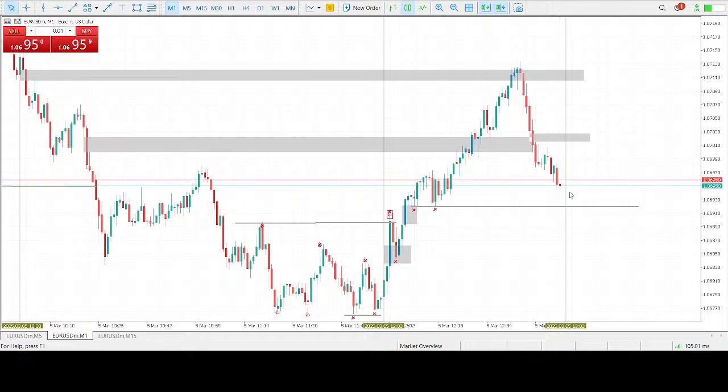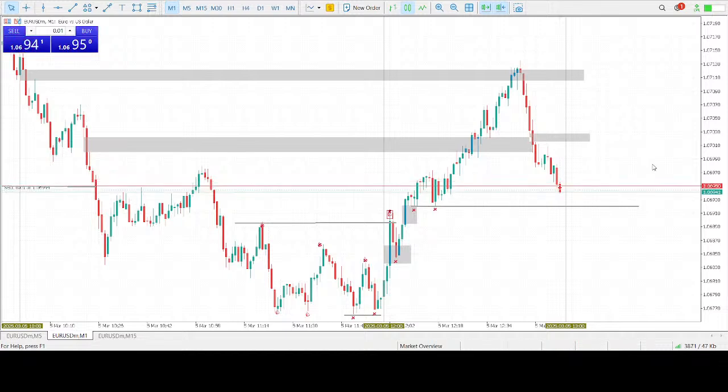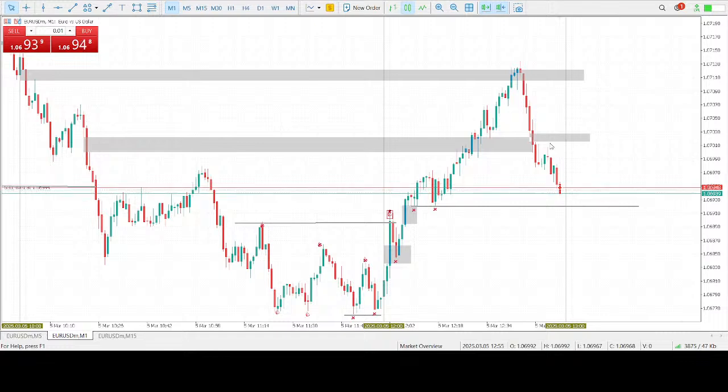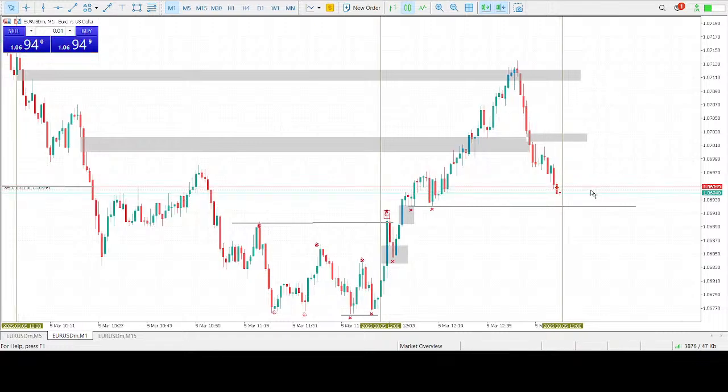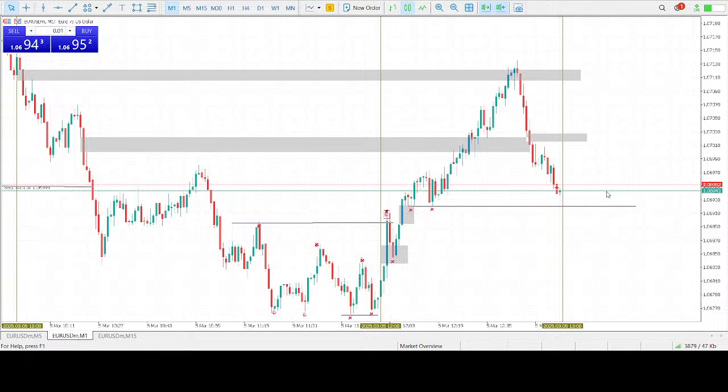Take a look. I could probably put in one trade here. Not a good place to sell, but that's one of the trades I've taken. But the best place would have been here. But we're looking at this possibly being an inversion fair value gap.